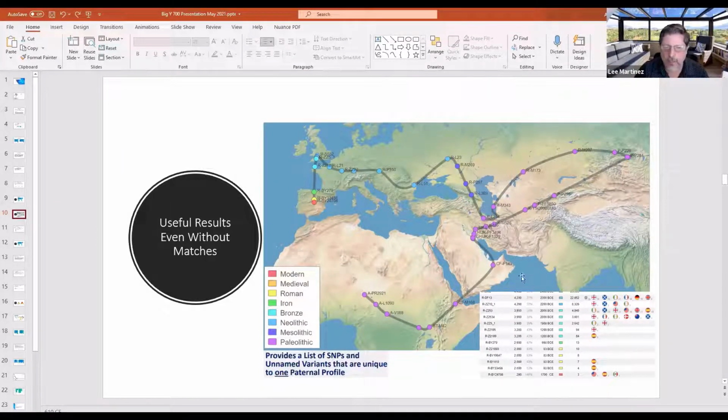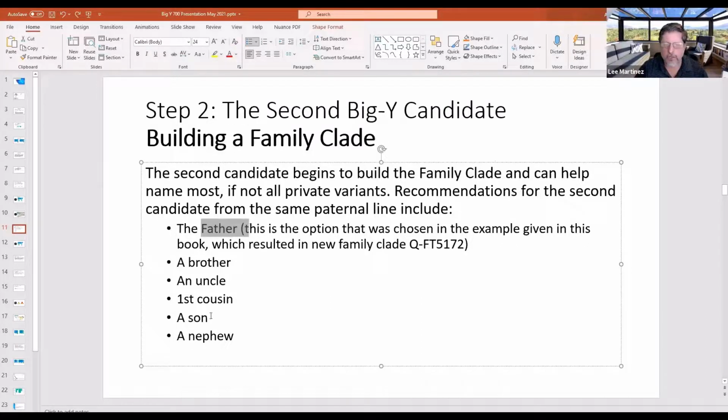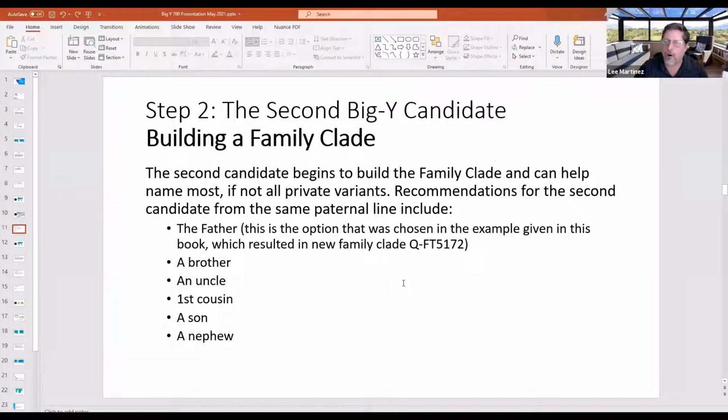You get this migration. Again, for North America, remember that SNP Tracker doesn't work for native lines. So this is only working for the old world. All right, step 2 is that second candidate. And in this case, this is a close relative, a father, brother, uncle, first cousin, son, or nephew to the tester. Why? Because you want to name all those private variants.